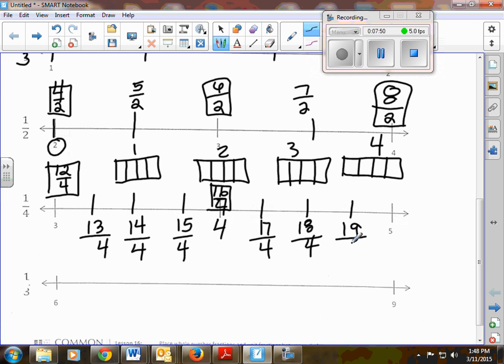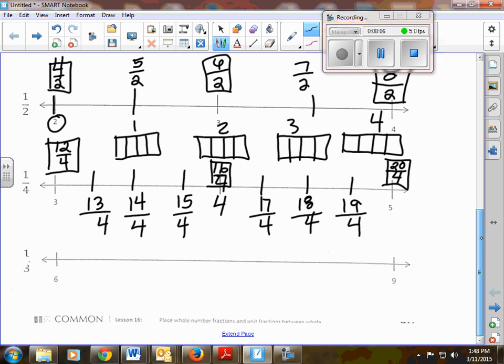19 fourths. And then we're at another whole number. What do you think the next one's going to be? This is 19 fourths, so this has to be 20 fourths. Okay? I think you're starting to get it now, don't you?